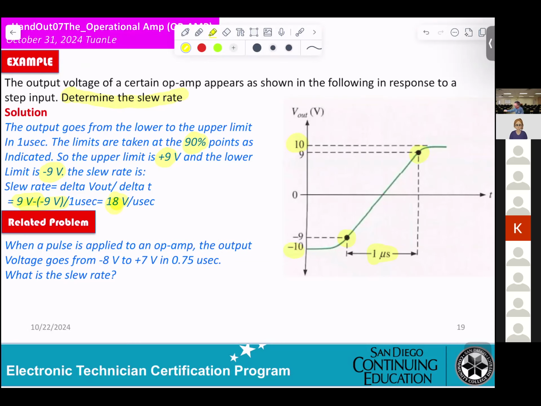Now, a related problem. When a force is applied to an op amp, the output voltage goes from -8 to 7 volt in 0.75 microsecond. What is the slew rate? Let's see. The output voltage goes from -8 volt, so for this example, you get -8 volt here to +7. And the time is 0.75 microsecond. They want the slew rate.